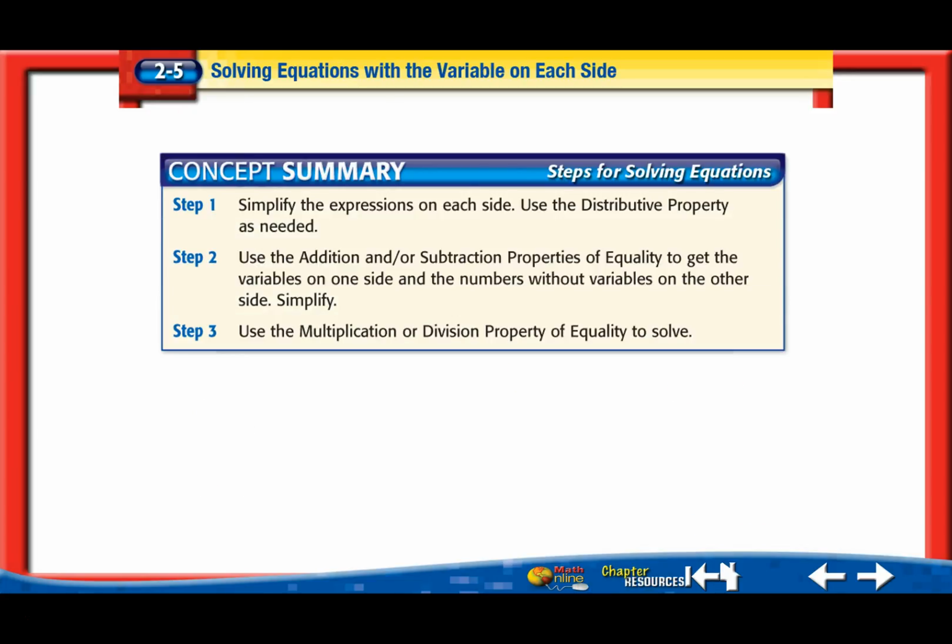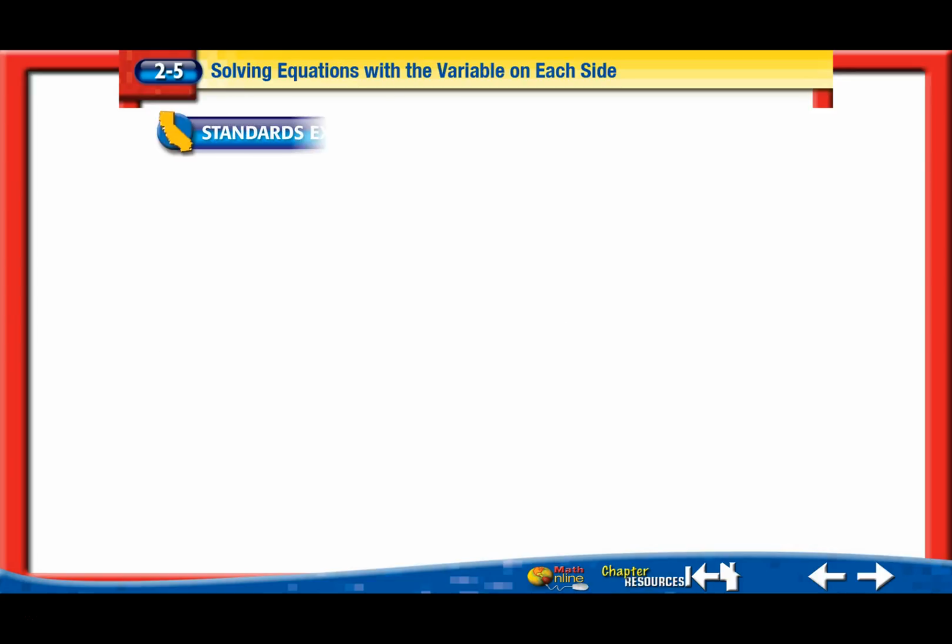All right, so for steps for solving equations in general. Simplify the expression on each side. So we might have to distribute as needed. This should probably be at the beginning. Oh well. Use addition or subtraction properties of equality to get the variables to one side, and then the numbers without variables to the other side. And from there, we would simplify again. Then we're going to use multiplication or division properties to solve it. Just kind of the general concept for all equations there.